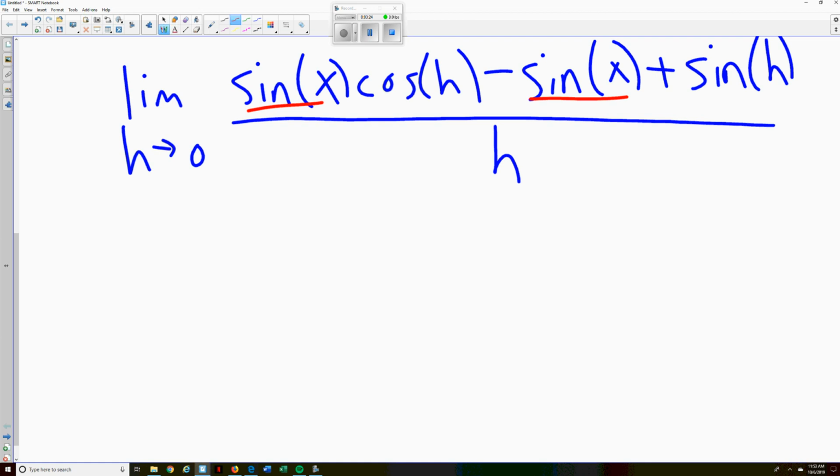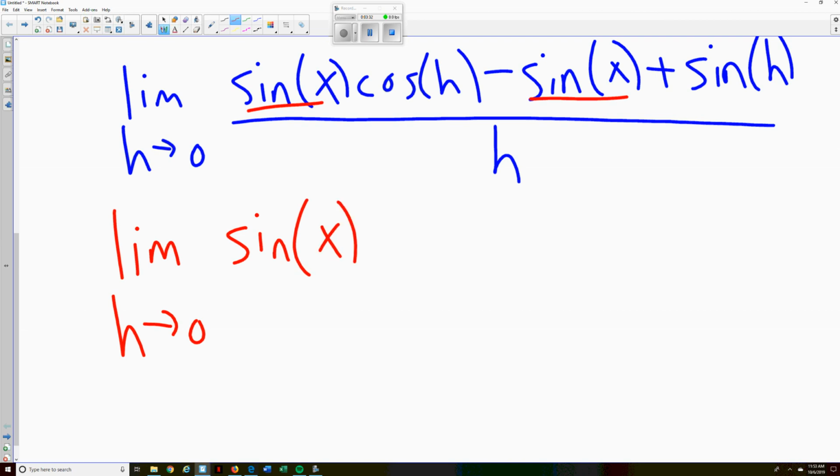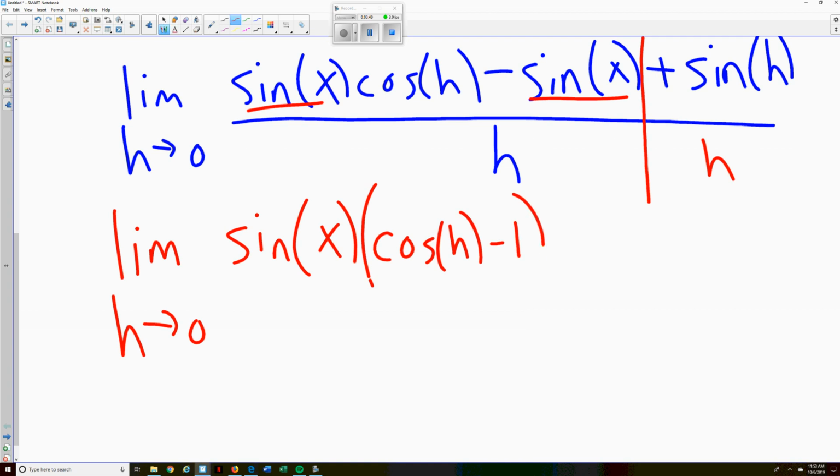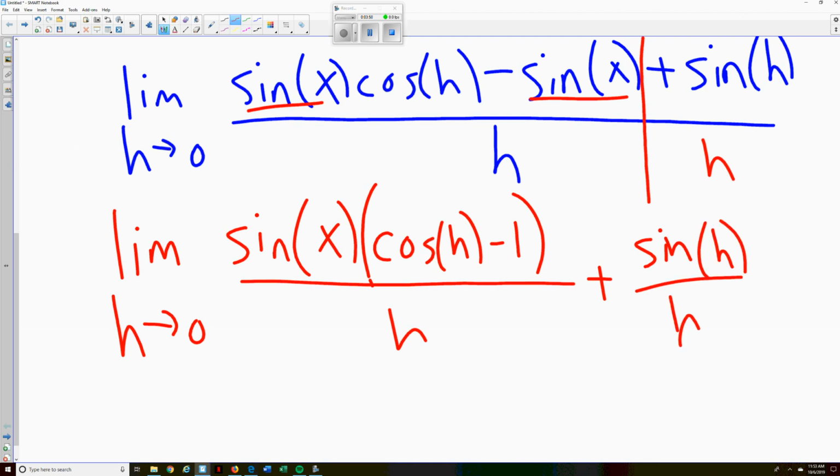All right, so let's do this. The limit as h approaches 0, we're going to factor out that sine of x. And what I'm going to do is I'm going to split this fraction in half. But when I split the fraction, I still have h in the denominator here as well. All right, so you'll hopefully see what I mean. So sine of x times cosine h minus 1 all over h, and then plus sine h over h. Okay, so these still have the limit applied to it.